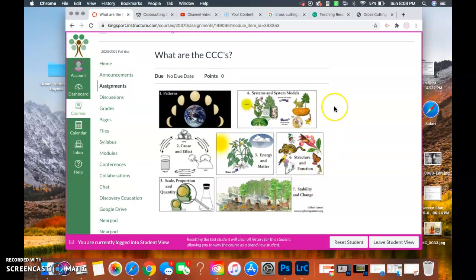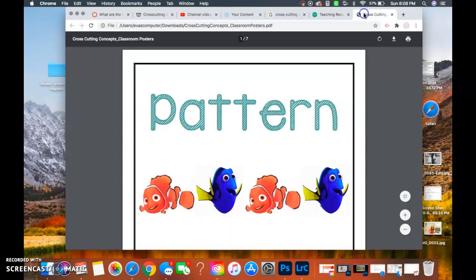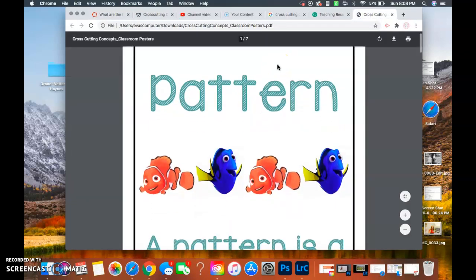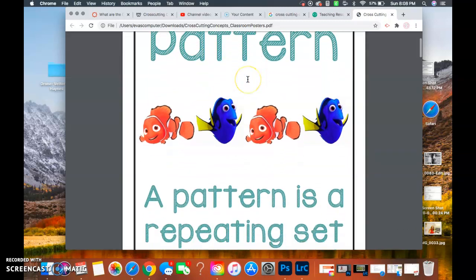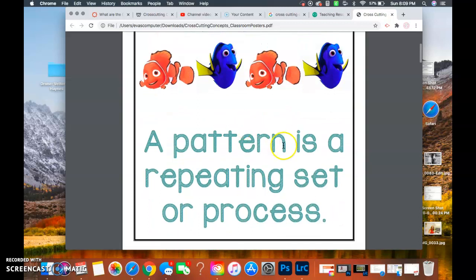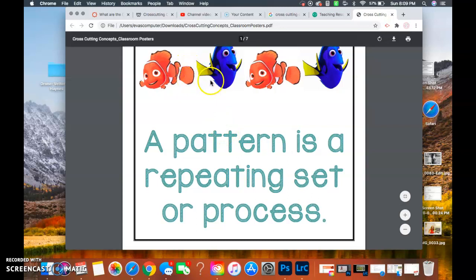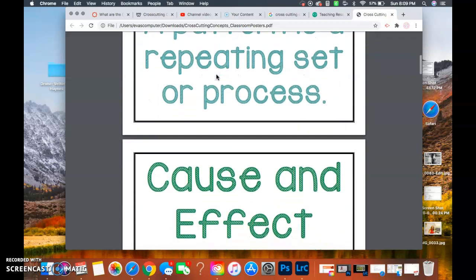Now, I also found a poster set that I thought I would go over and kind of explain a little bit more what these cross-cutting concepts are. I really liked this one. This one is Dory and Nemo. So when we talk about patterns, a pattern is a repeating set or process. You can see that there is a pattern on the fins. There's a pattern with the color. There was a pattern with the moon phases.